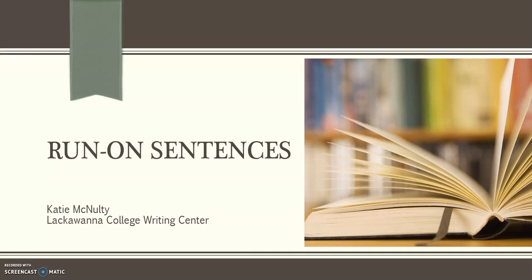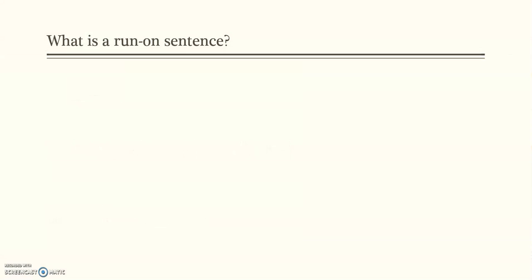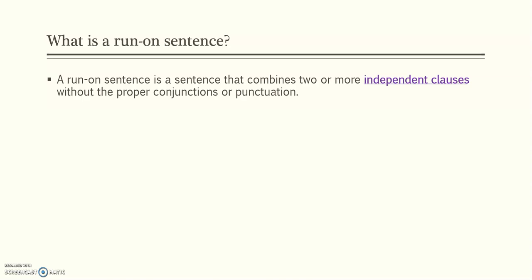Today we're going to go over what a run-on sentence is, how to identify it in your writing, and how to make corrections and avoid run-on sentences in the future. So to begin, we need to discuss what exactly a run-on sentence is. A run-on sentence is a sentence that combines two or more independent clauses without the proper conjunctions or punctuation.